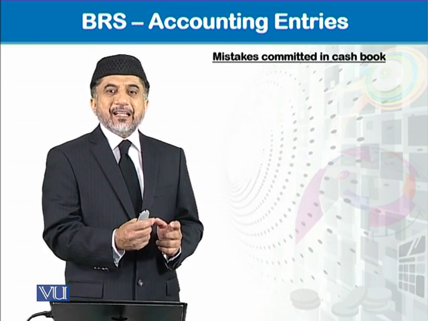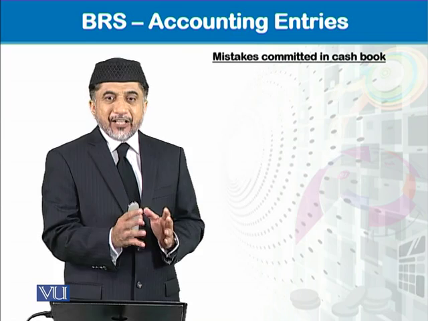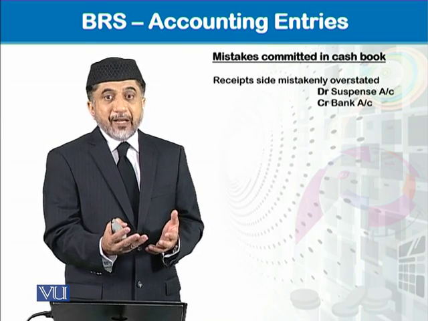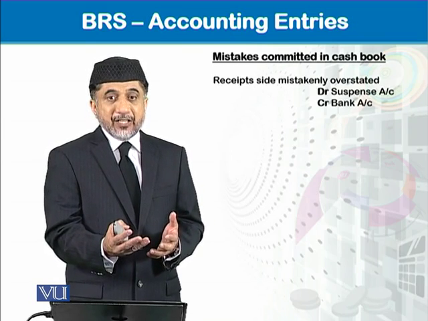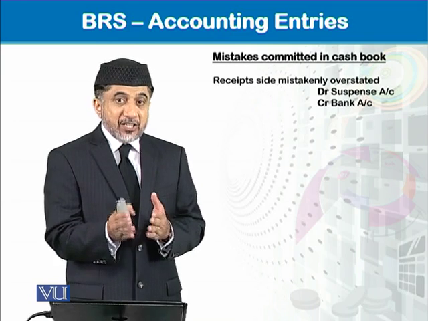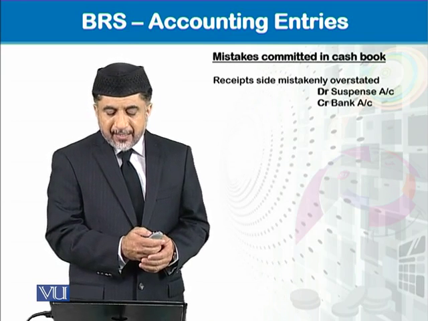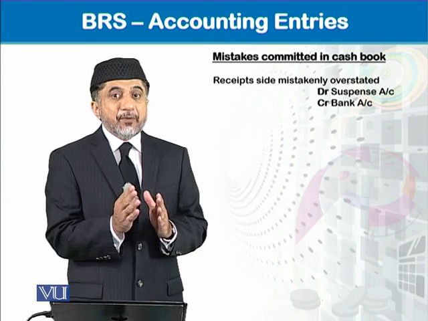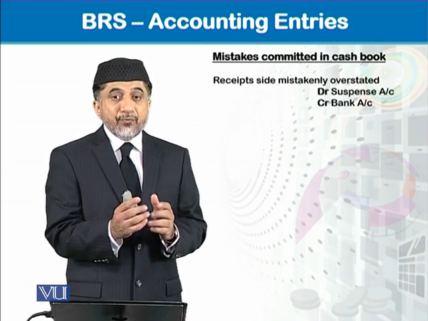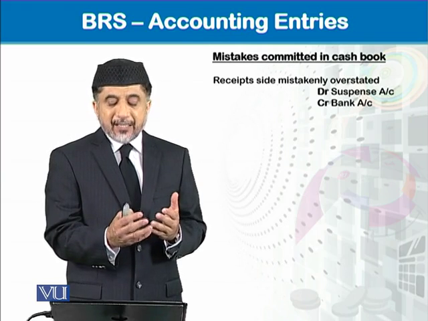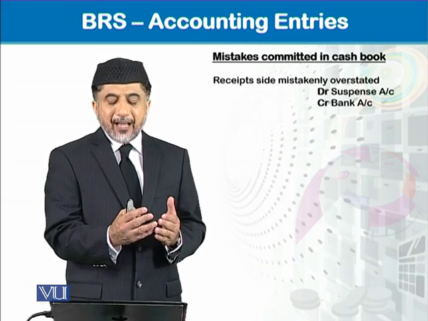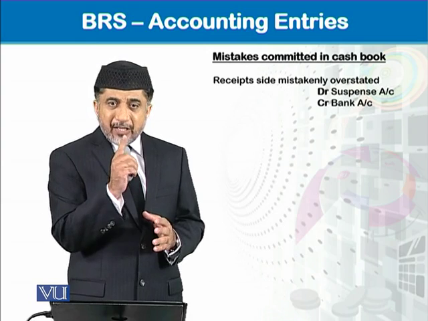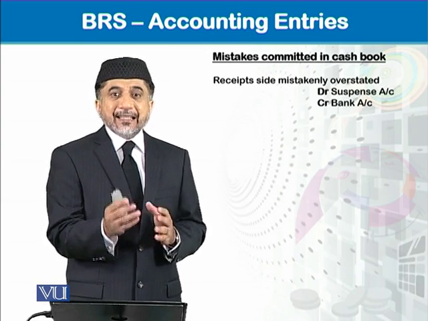Then comes some mistakes that you have to rectify in your cash book, because that was at your part. You made this mistake. You committed this mistake. So it is you who has to make rectification in your own cash book. And this is receipt side, mistakenly overstated. Receipt side is the debit side of the cash book bank column. So if it has been wrongly overstated, now you will give credit to the bank and debit to the suspense account. Why? Because there is only single effect which is making this error correct.